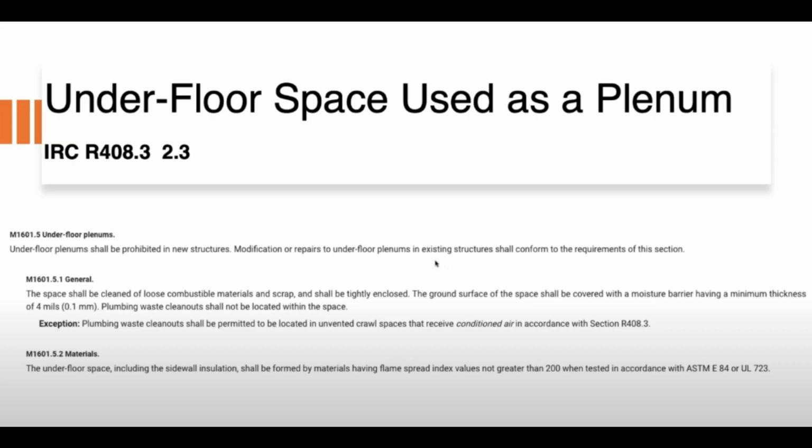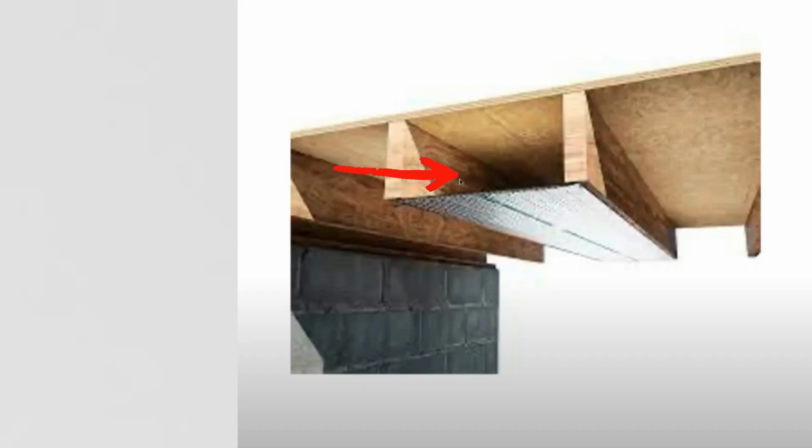Underfloor space used as a plenum. IRC 408.3, M1601.5 underfloor plenums: Underfloor plenums shall be prohibited in new structures. Modification or repairs to underfloor plenums in existing structures shall conform to the requirements of this section. What that means is you're turning this cavity in the floor joist into a path for supply and return air for the HVAC system to control and condition that space. If you see this in a crawl space, this is probably your number one opportunity to add a dehumidifier. This air is then traveling throughout their house because it is being pulled into the AC system.